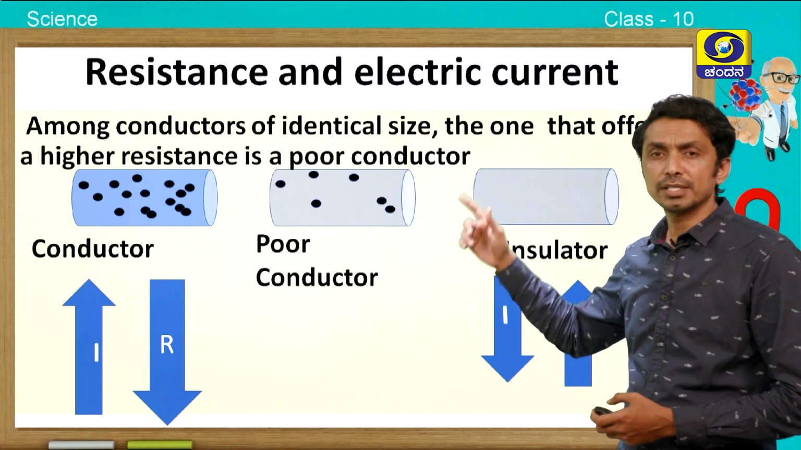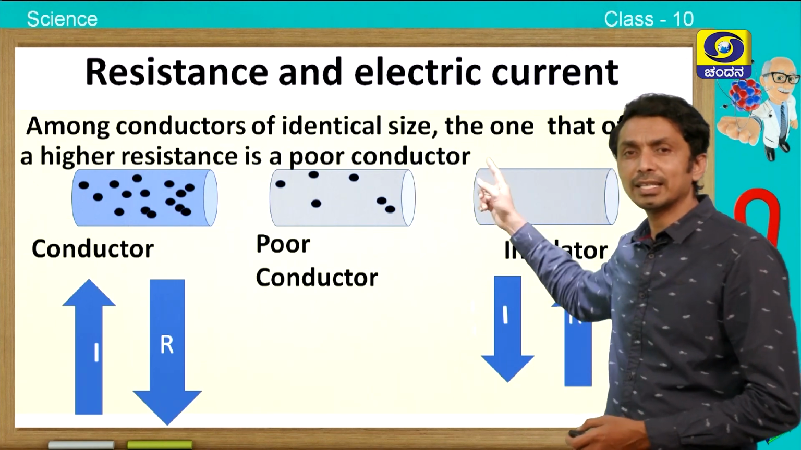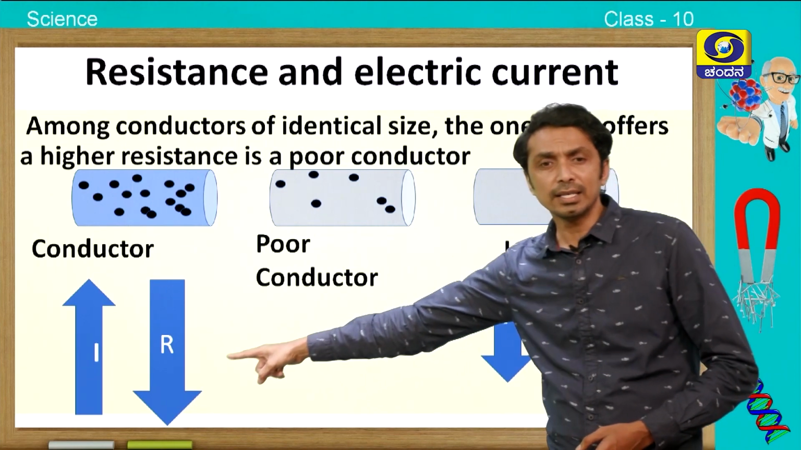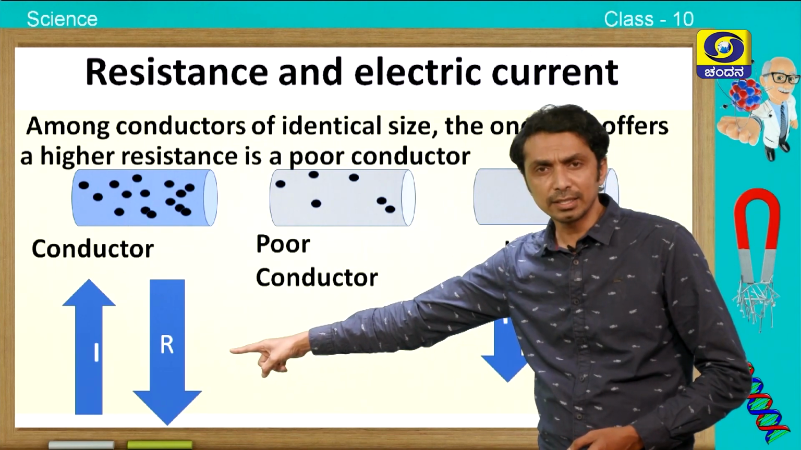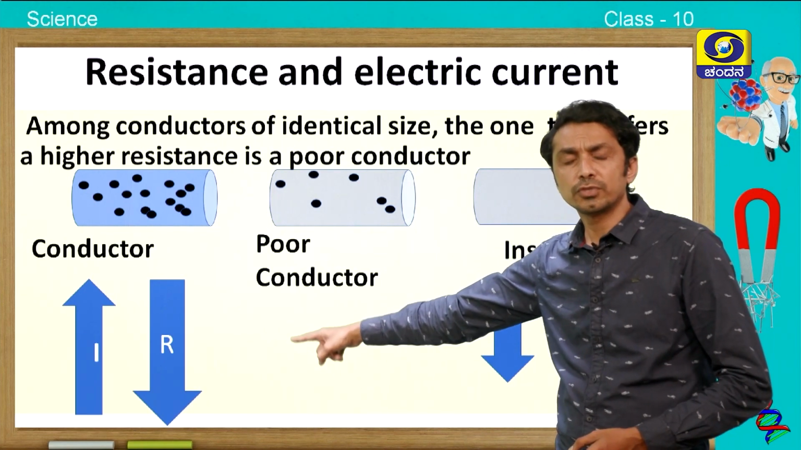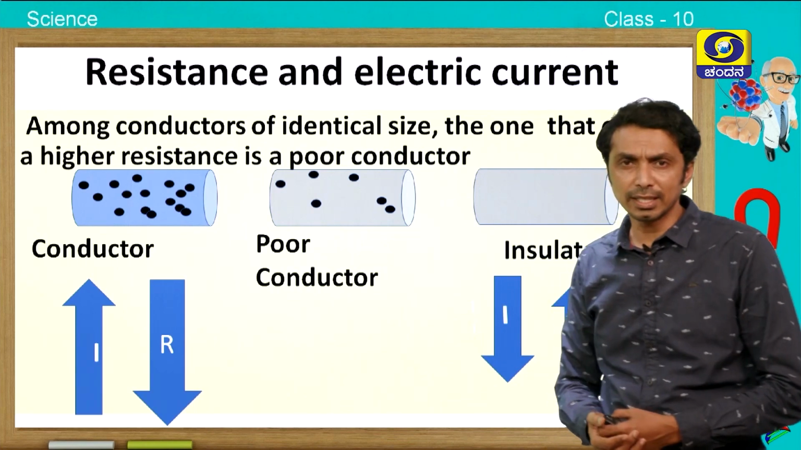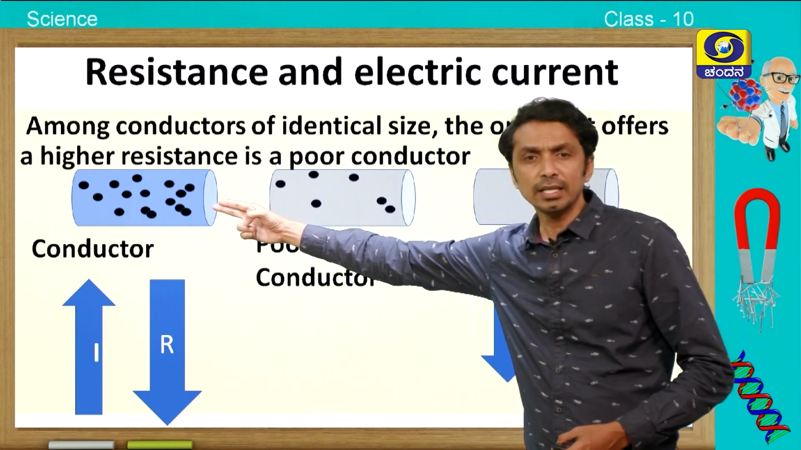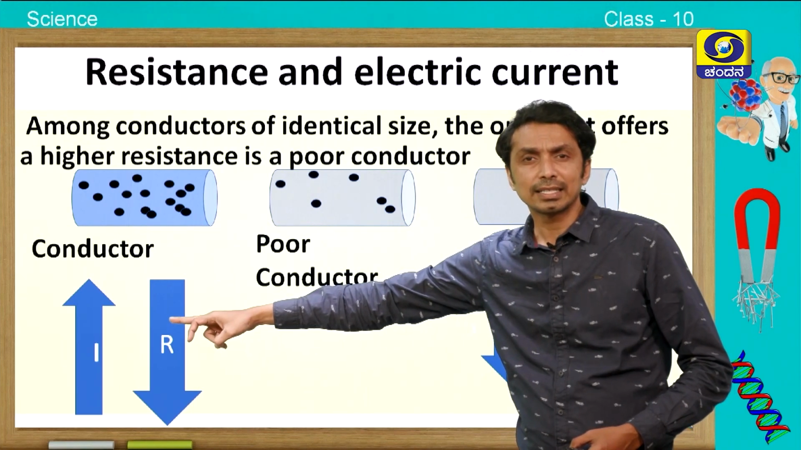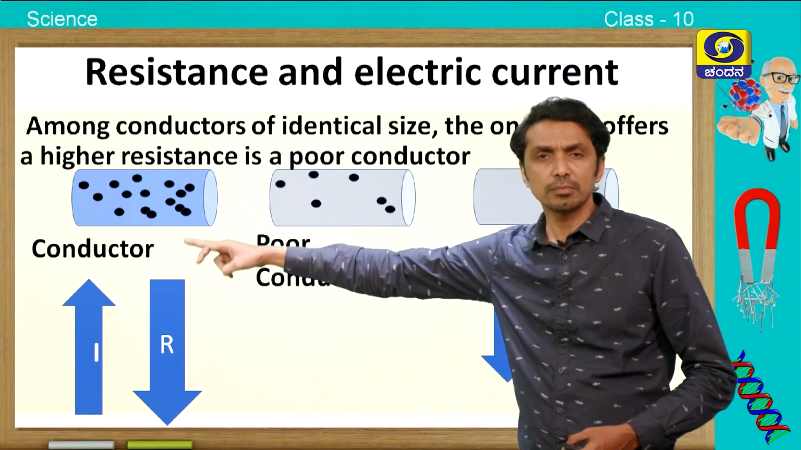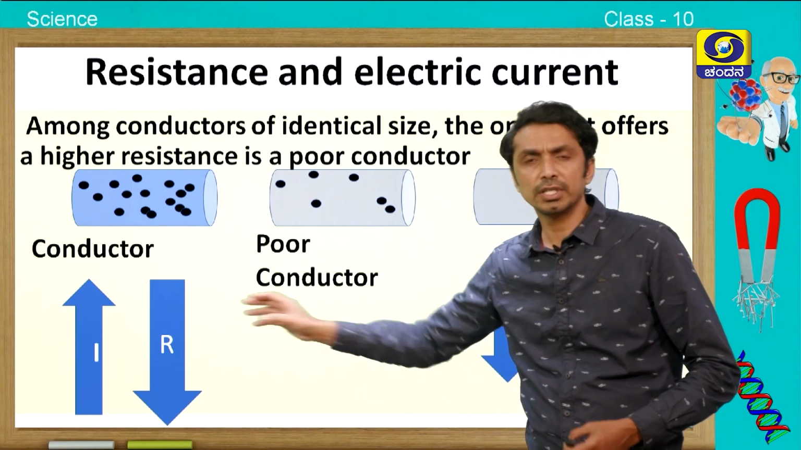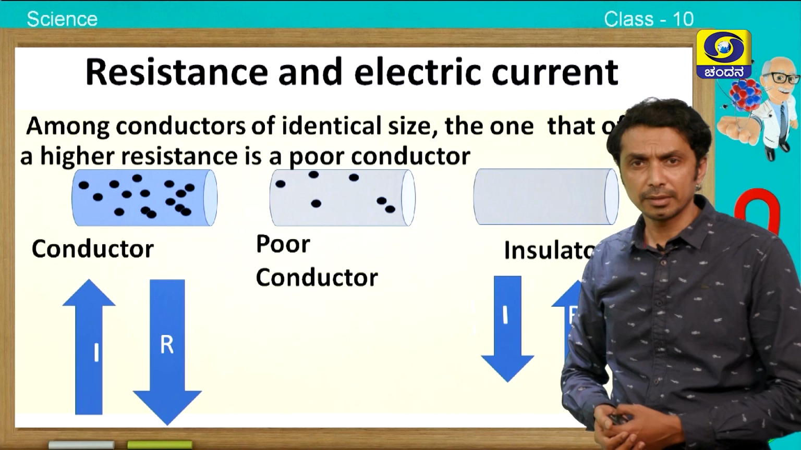Yes children, as you can see, resistance and electric current are inversely proportional. I have mentioned I is current, a symbol used for current, and R is used to denote resistance of a conductor. Here we have taken a good conductor. As you can see, the electric current is more, whereas the resistance is less. That is why we have shown it with a downward arrow mark.